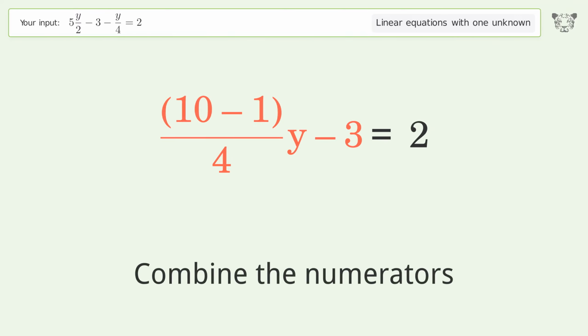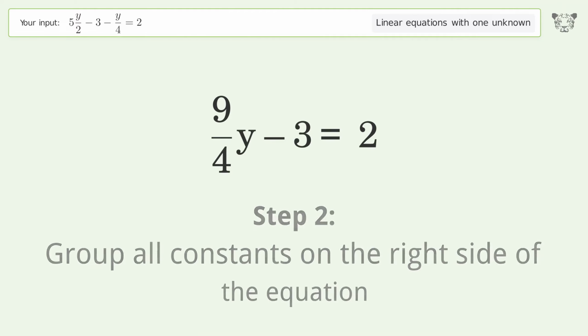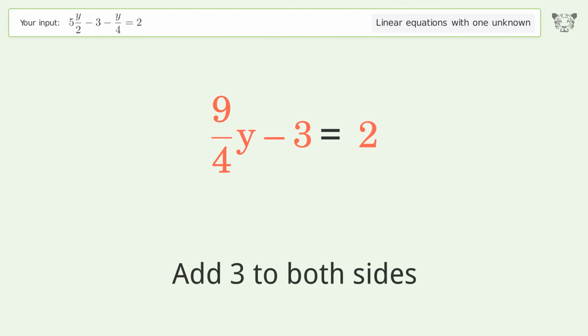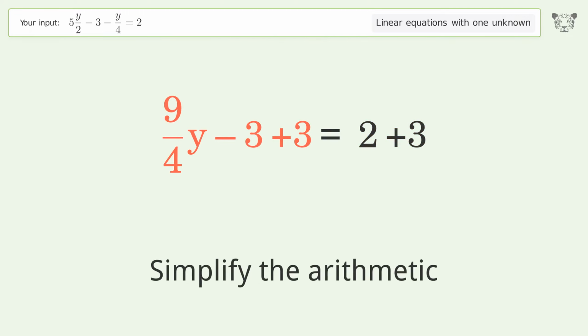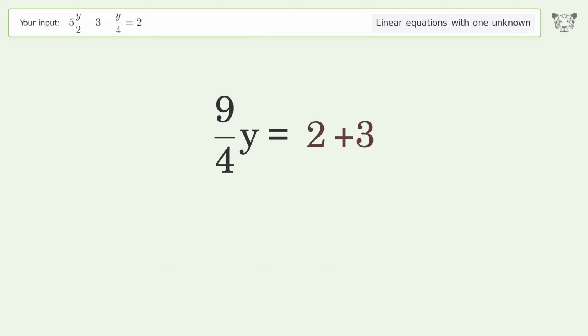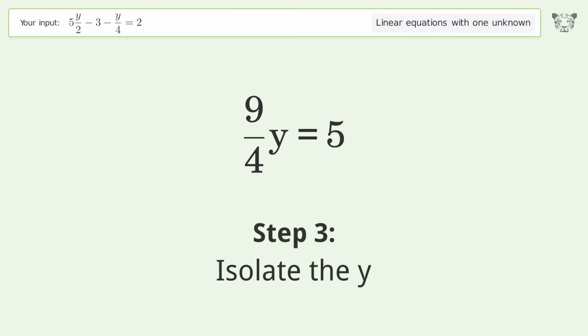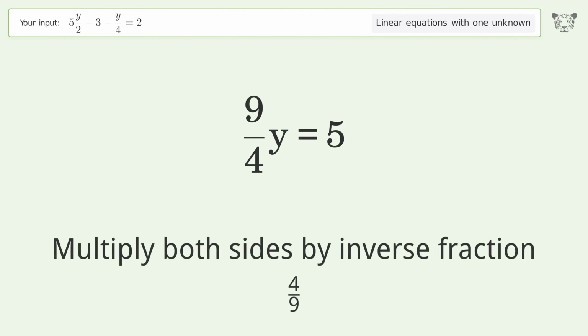Group all constants on the right side of the equation. Add 3 to both sides. Simplify the arithmetic. Isolate the y. Multiply both sides by inverse fraction 4/9.